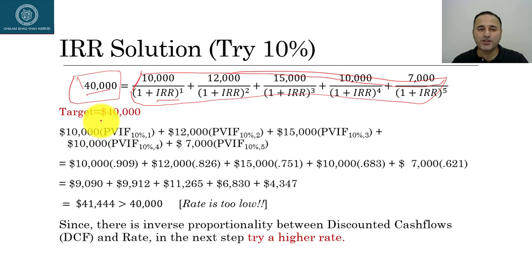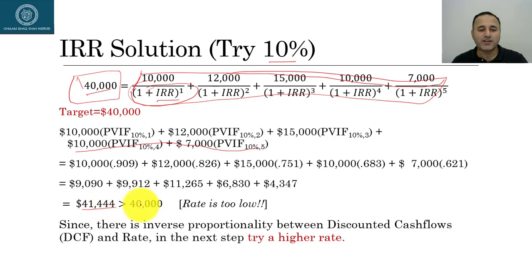Since we do not know it, we will go with trial and error, as we discussed in chapter number 3 and subsequently in chapter number 4 while calculating the yield to maturity for bonds. So let's try 10%. If I discount all the cash flows, $10,000, $12,000 and so on, with 10%, these are the numbers I'm getting. You multiply $10,000 with the present value interest factor annuity, which is this factor, and you can get it from the table at the end of the book. Once I calculate all the cash flows, as you can see, it's $41,444.